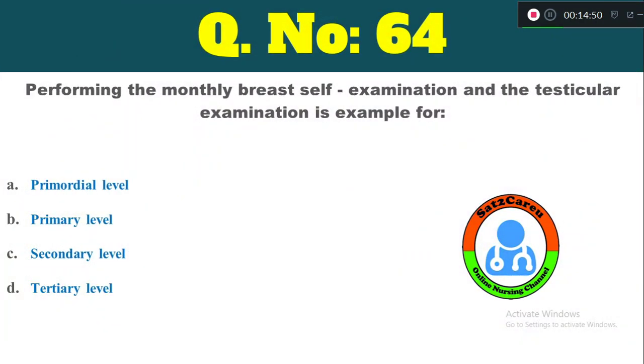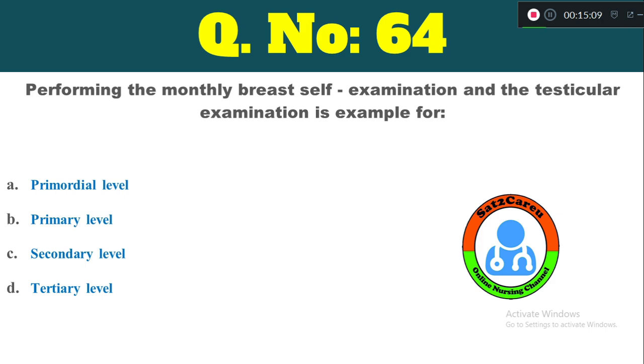Question number 64. Performing the monthly breast self-examination and testicular examination is an example of: option A, primordial level of prevention; B, primary level of prevention; C, secondary level of prevention; option D, tertiary level of prevention.